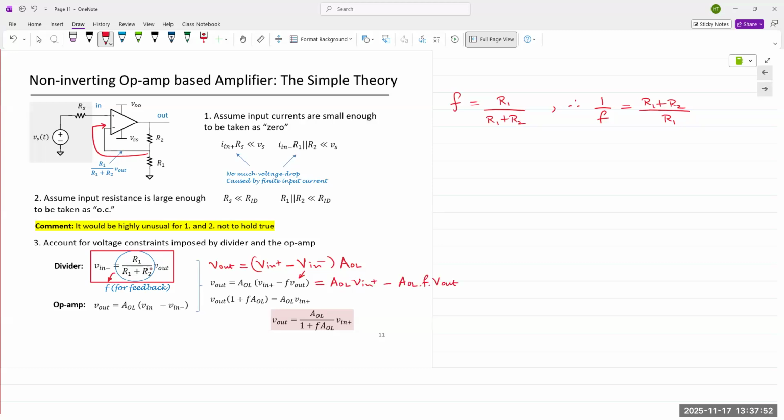We take V out on the other side and we obtain this is equal to AOL times V in plus. Rearrange all the terms and we obtain an expression for the output voltage as AOL divided by 1 plus F AOL times V in plus. Okay, this is in terms of the open loop gain, but we are not functioning in open loop. We are functioning in closed loop mode. So we need to convert this, and that's something we'll do on the next slide. But let's take a pause. Let me know if you have any questions thus far.